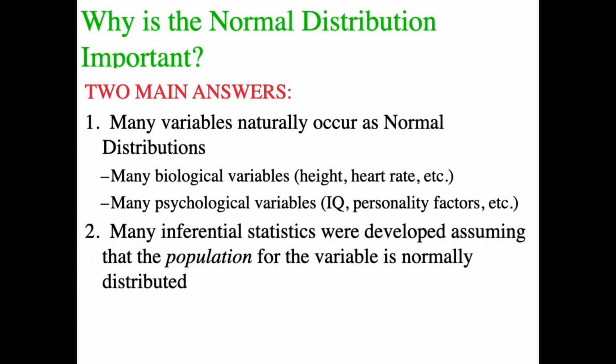So, in fact, the second main reason why we're interested in the normal distribution is that many inferential statistical methods that we've developed over the last 100 years were developed assuming that the population for the variable that you're interested in is normally distributed. So we just assume right off the bat that this thing that we're studying has a normal distribution. Now that might be erroneous. It might be wrong that some things are not actually normally distributed, but it works for the most part for most things. All right. So those are the two main reasons why we use the normal distribution.